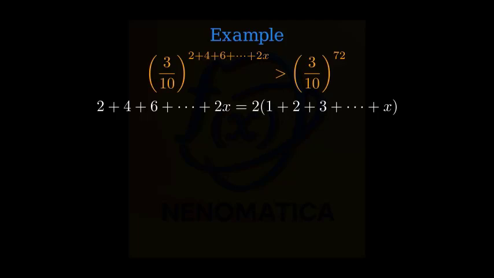We can notice that this is an arithmetic sequence with first term 1, common difference 1, but each term is multiplied by 2. So this equals 2 multiplied by the sum 1 plus 2 plus 3 plus dots plus x. Now, we can use the formula for the sum of the first n natural numbers. The sum of the first x natural numbers equals x times x plus 1 divided by 2. Substituting this formula, we get 2 times the quantity x times x plus 1 divided by 2, which simplifies to x times x plus 1.